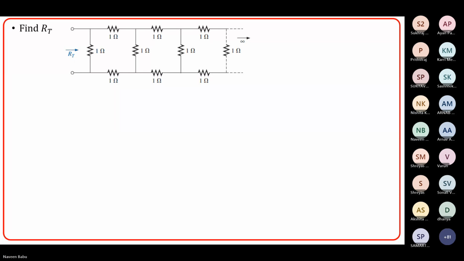Now let's take another problem. This problem. I'll give you some time to think. In this circuit, you have to find the equivalent resistor at this point. And this is an infinite ladder of resistors, it goes to infinity. Now, how will you solve such kind of problems?